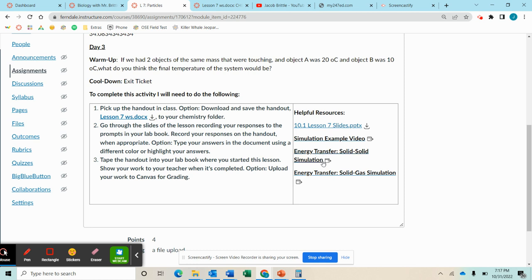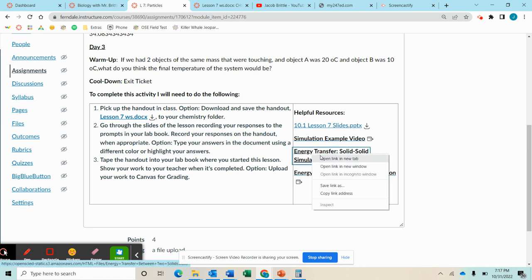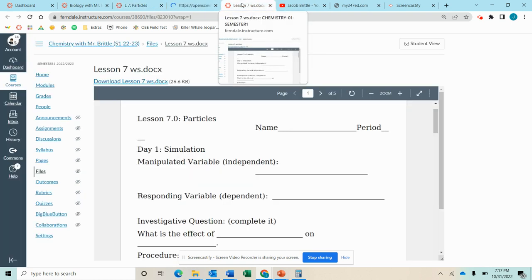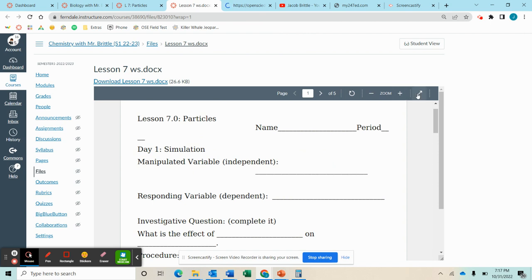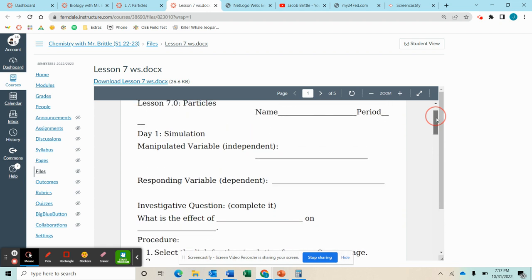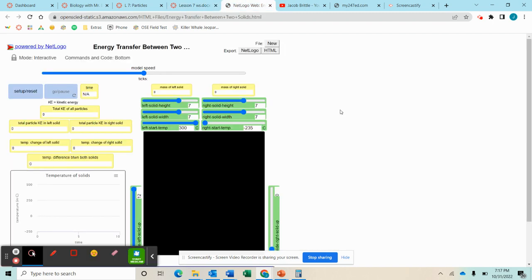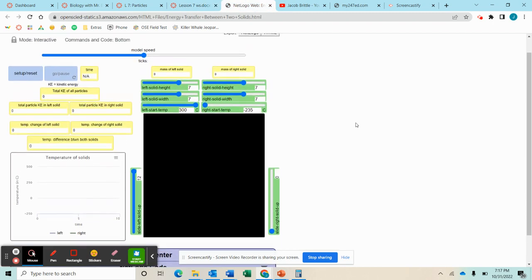So first thing I want to point out is the solid to solid simulation right here is the one that we are going to be using. And before I show you that, I want to take a look at the worksheet. So you were supposed to come up with some sort of question about how energy is transferred between the two solids in this simulation.